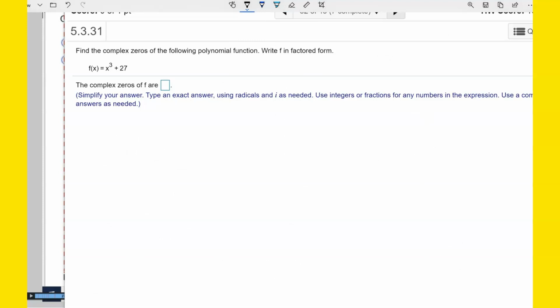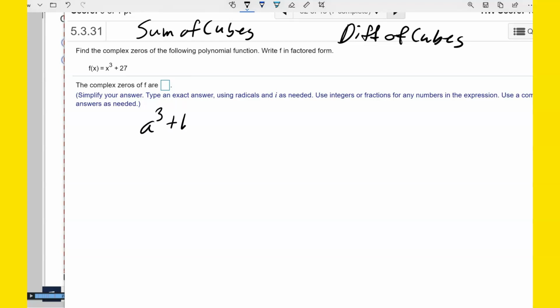Another way to do it is if you know how to factor the sum of cubes or difference of cubes. So perfect cubes here. If we have the sum of cubes, like a cubed plus b cubed, then it'll factor as this pattern: a plus b, and then a squared minus ab plus b squared.